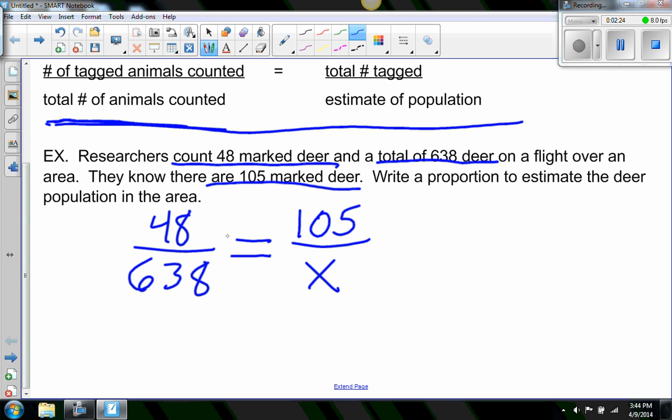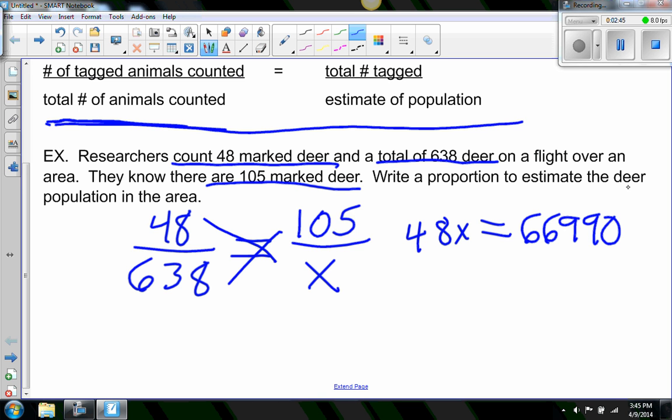So I'm going to crisscross just like we learned. So 48x equals whatever 638 times 105 is. So 66,990. Then to finish that off, you solve for x, you divide by 48.